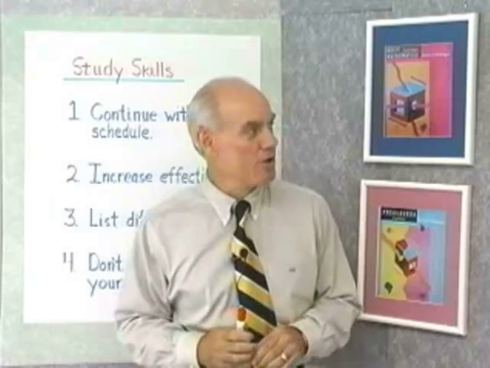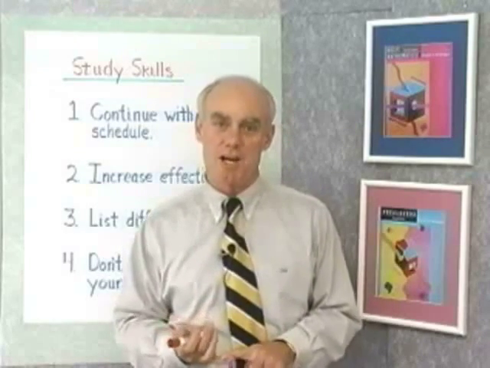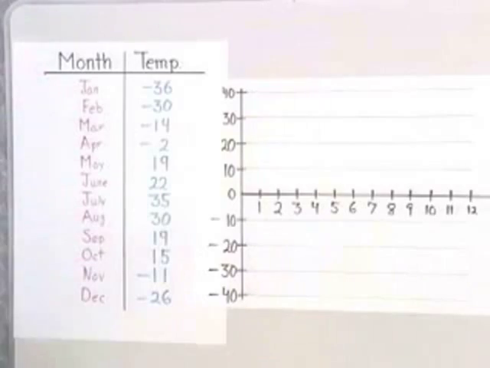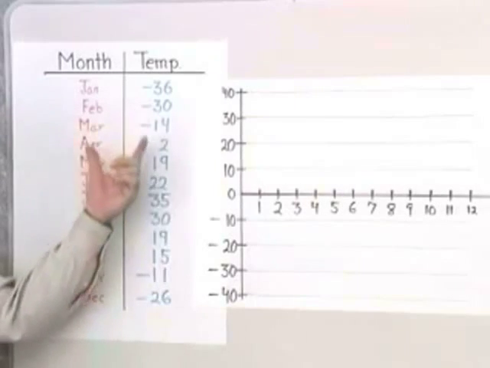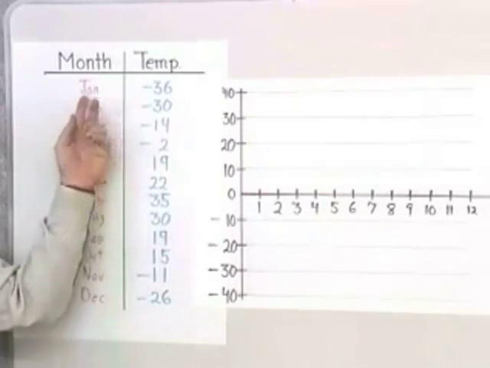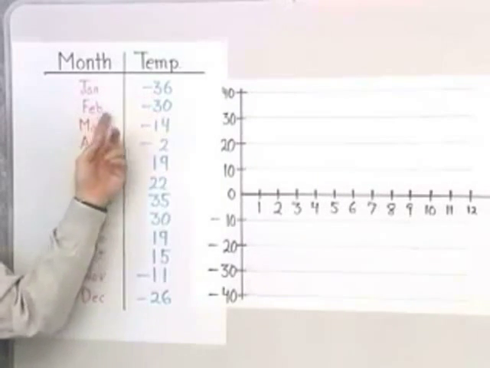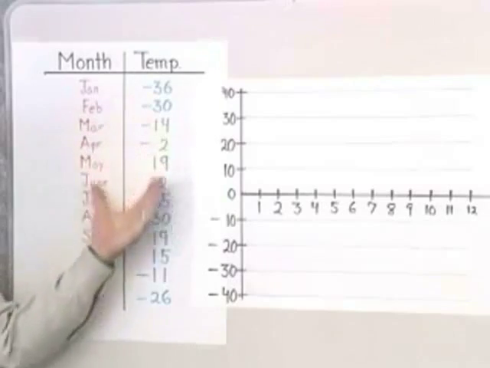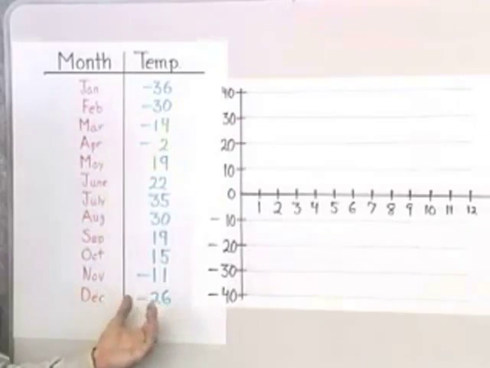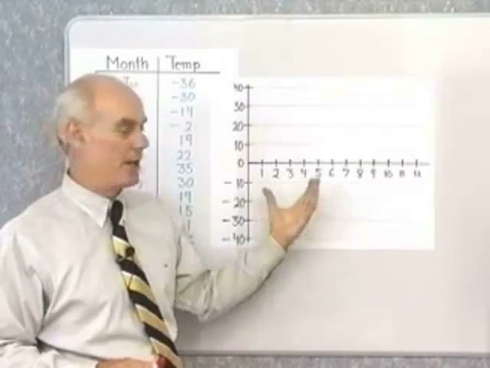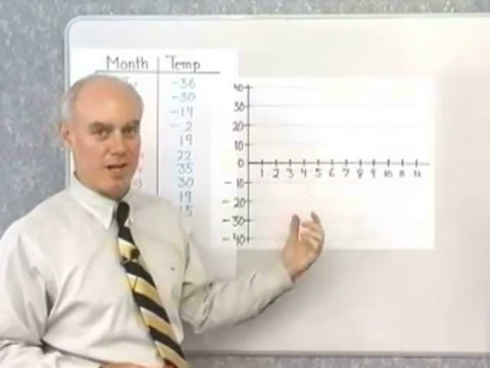The last thing I want to do is look at what is called a scatter diagram and a line graph. So I've written a problem over here on the board that has to do with the record low temperatures in a certain city for each month of the year. The record low in January was -36 degrees, February -30, March -14, and so on. I want to take this table of values and produce what is called a scatter diagram, and then from that we're going to get what's called a line graph.